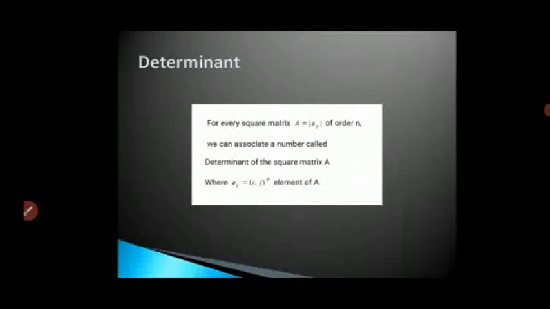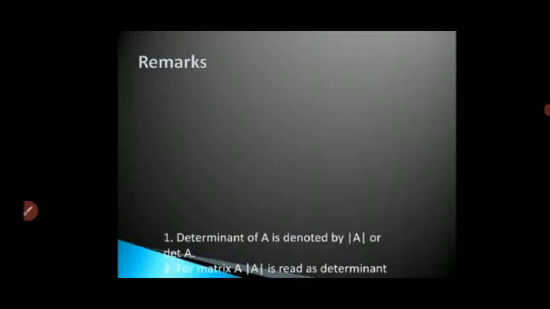Now, for every square matrix of order n, we can associate a number called a determinant of a square matrix A. It means if a1 upon a2 is not equal to b1 upon b2, we get a unique solution. So similarly, determinant is nothing but a unique or a single number which is associated with the given matrix. But you should be aware that it is a square matrix.